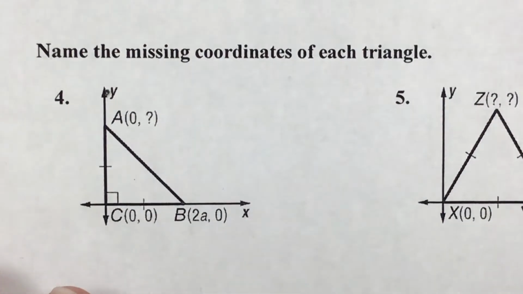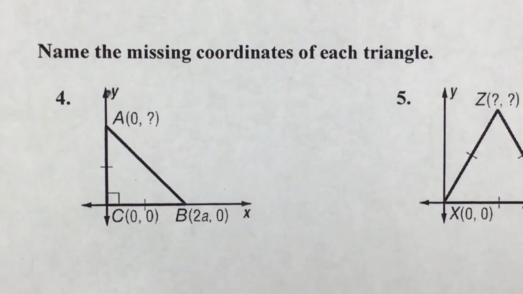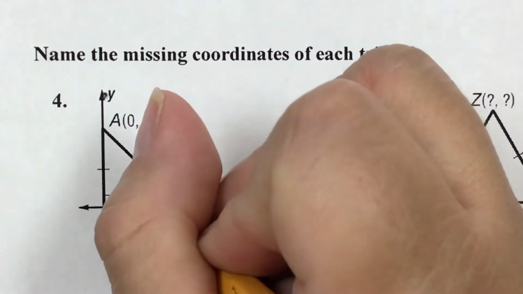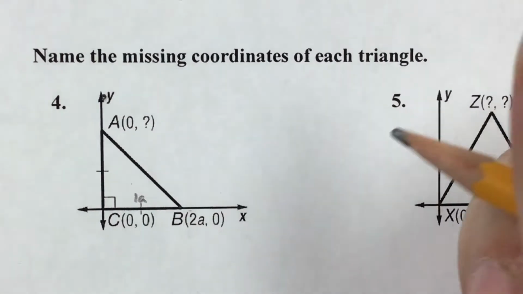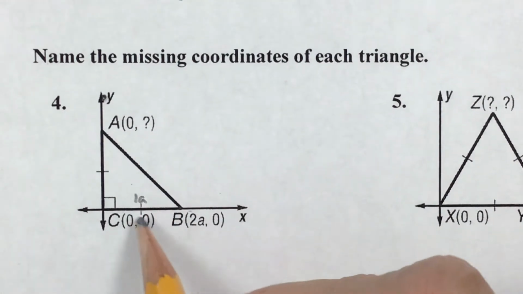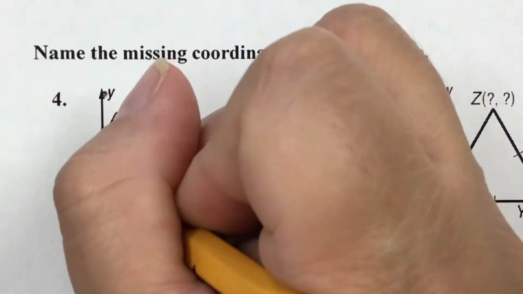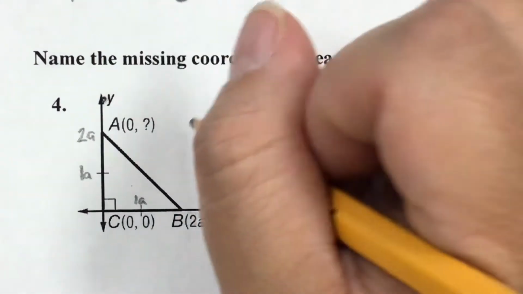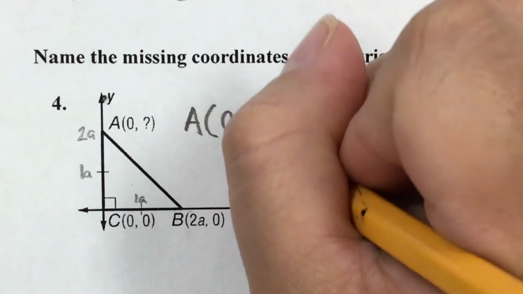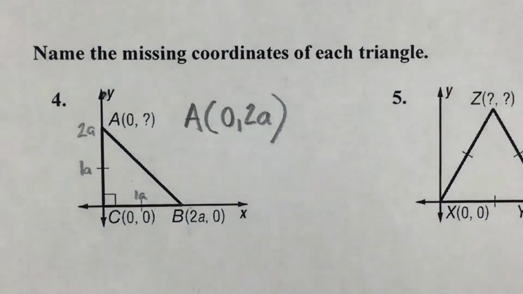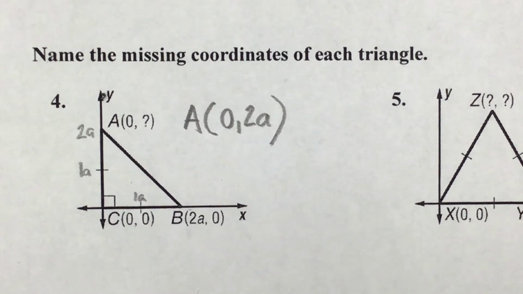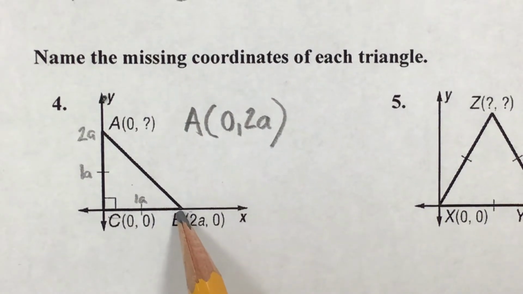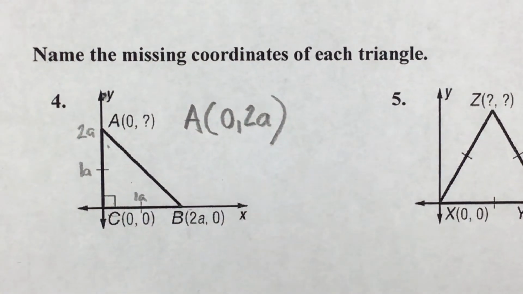All right. Name the missing coordinate of each triangle. So here they're telling us that this is 2A units on the X. This makes it 1A, and that's 2A. And then it wants an isosceles by this marking. That means that this one has to be 1A, and this one has to be 2A. Making the Y value 2A, that makes the ordered pair for the point A 0, 2A. So since this distance has to be 2A long, so does this one, making it your Y value.